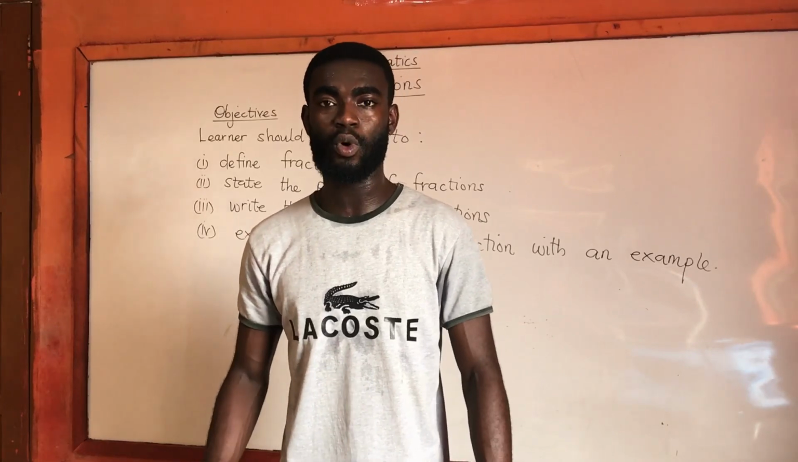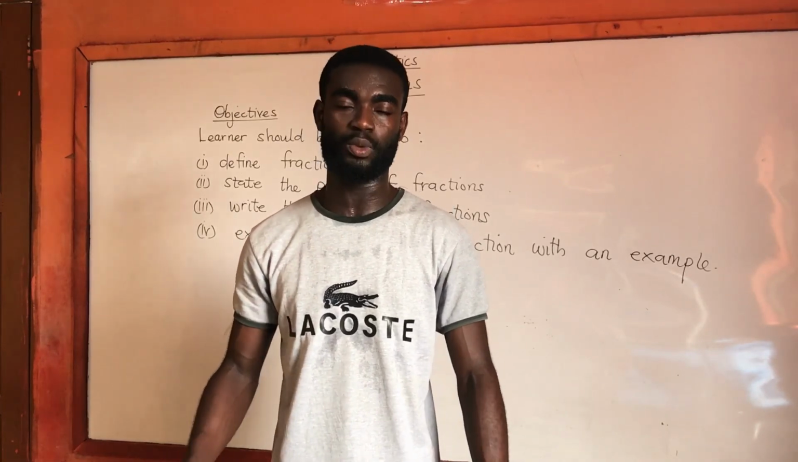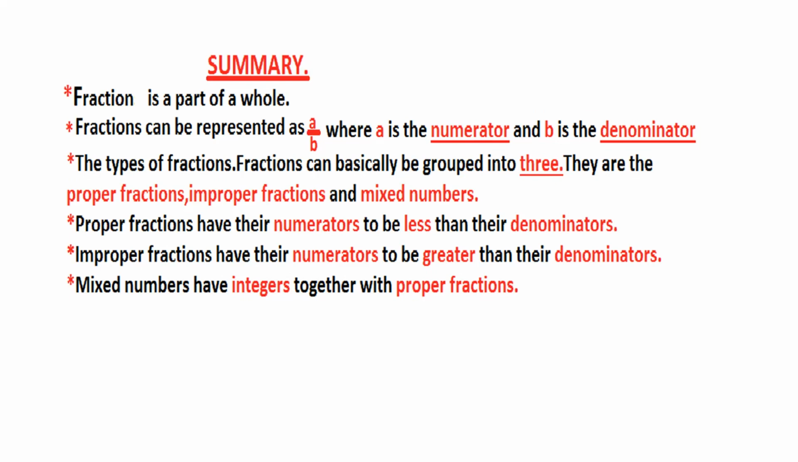But before we go, let's look at the summary of what we talked about today. The first one is fraction is a part of a whole. And we said that fractions can be represented as A out of B, where A is the numerator and B is the denominator. Then we further moved ahead to talk about the types of fractions. And we said that fractions can be basically grouped into three. That is the proper fractions, improper fractions, and the mixed numbers.